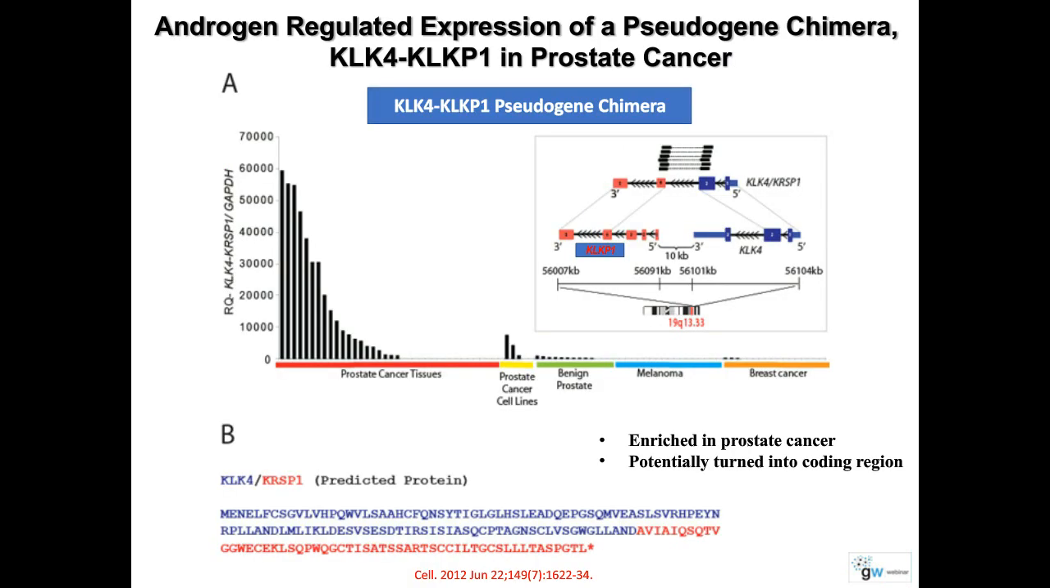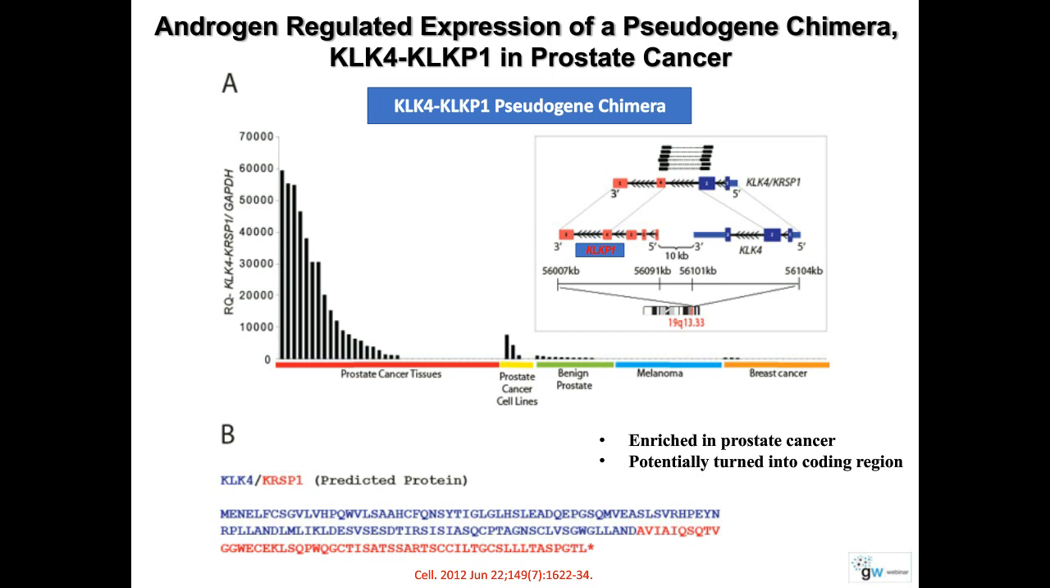The first 2 exons of KLK4 are fused with exons 4 and 5 of KLKP1. The full length KLKP1 contains 5 exons and is not coding for any protein by itself. Now, the first 2 exons of KLK4 fused with exons 4 and 5 of KLKP1 result in the fusion, and based on open reading frame analysis, we found that indeed this fusion transcript is coding for a protein.